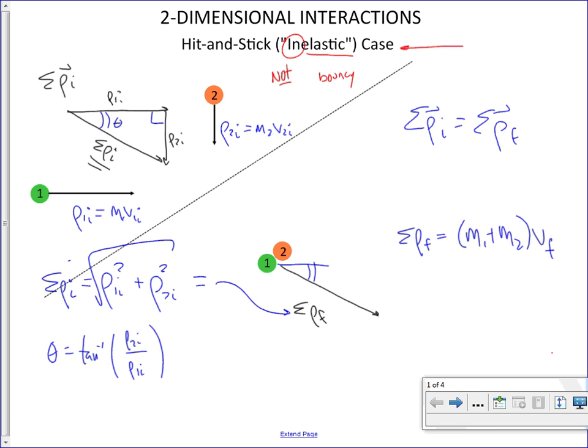We want to find the speed of the system in the end. Well, we do this. Make sense? Okay?